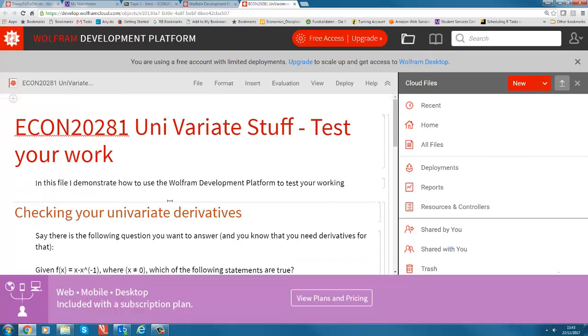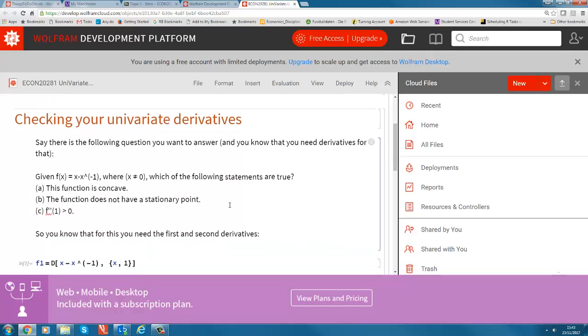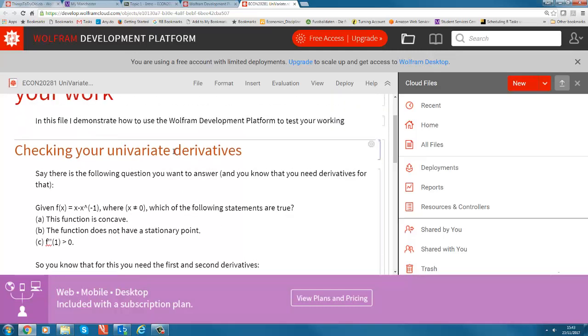So you can also write stuff. That's what I've done here. I will publish this file as a PDF file on Blackboard, so you can work with it. So let's do some univariate work and see how you could use Wolfram to check your work. This is a question taken from a tutorial.